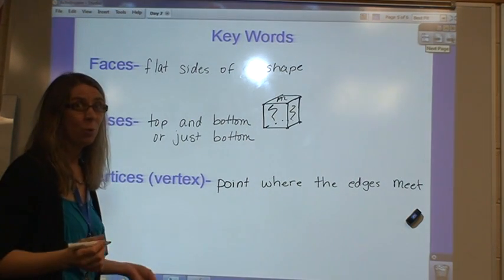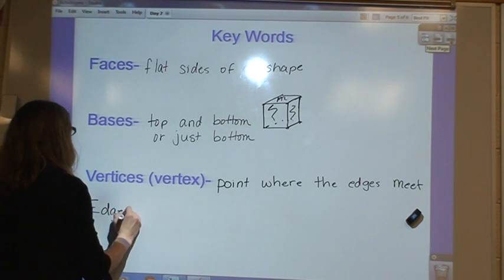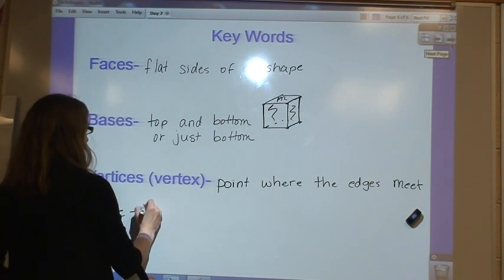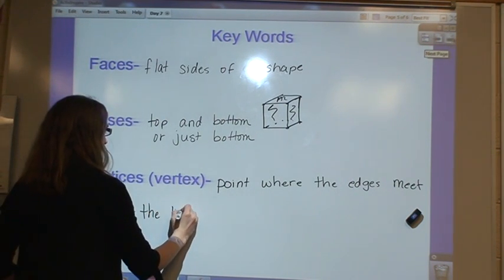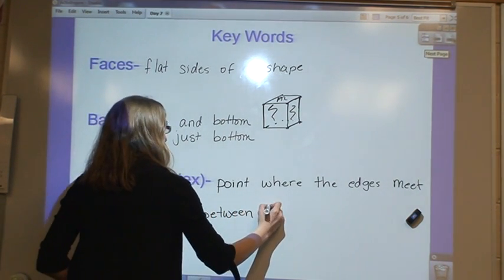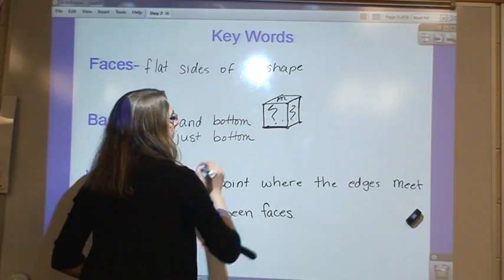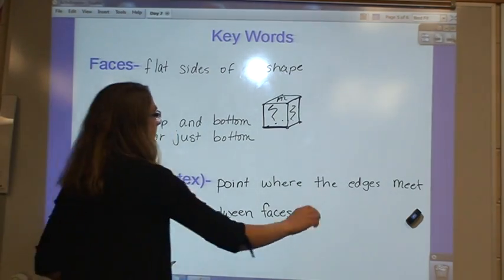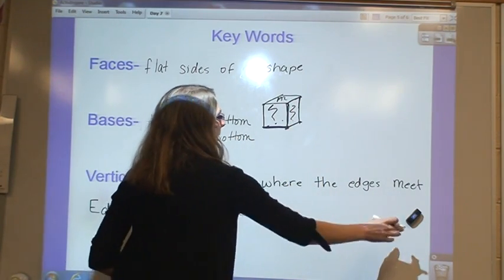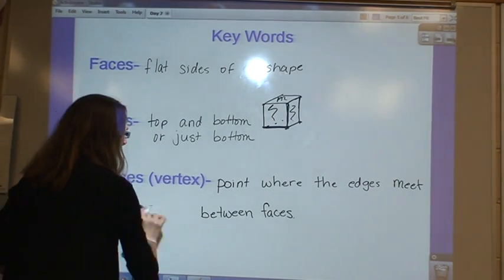I guess this is the way I'll know if you watched the video tonight, because I'm going to give you one more definition, and that is an edge. So if you don't have this on your paper, I know you probably didn't watch the video. So an edge is the line between faces. So this would be my edge right here. Or this one. Any of these straight lines is an edge. And the vertice is the place where they meet, or the vertex, if there's just one. Vertice is plural. Erase this.